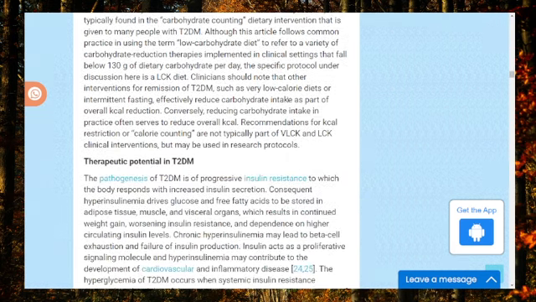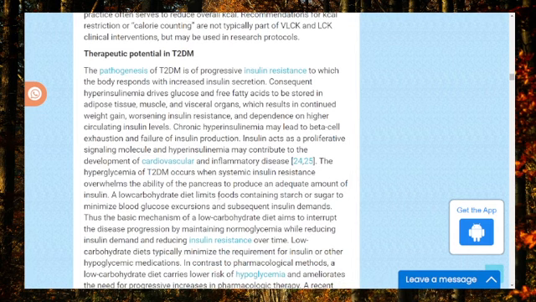Clinicians should note that other interventions for remission of T2DM, such as very low calorie diets or intermittent fasting, effectively reduce carbohydrate intake as part of overall kcal reduction. Conversely, reducing carbohydrate intake in practice often serves to reduce overall kcal. Recommendations for kcal restriction or calorie counting are not typically part of VLCK and LCK clinical interventions, but may be used in research protocols.